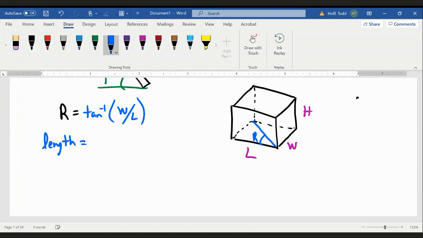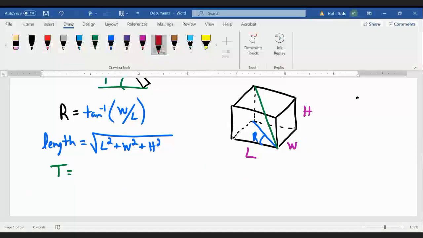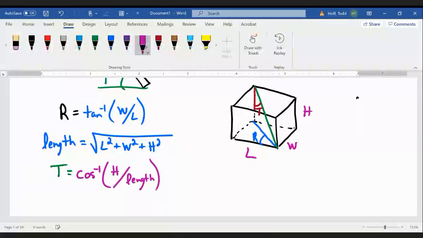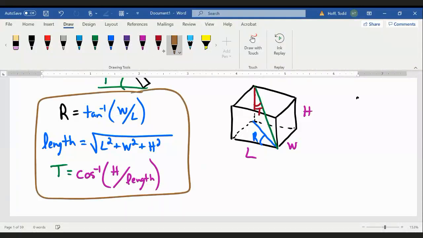The length of our bore we found is the square root of L squared plus W squared plus H squared, using that three-dimensional Pythagorean theorem. And our angle of tilt, of course, is this angle right here, T. We found it using the adjacent side and the length of the bore, the hypotenuse. That's an inverse cosine: the adjacent side is the height divided by the length of the bore. Now, I don't memorize those formulas. I tend to just use them and apply them.